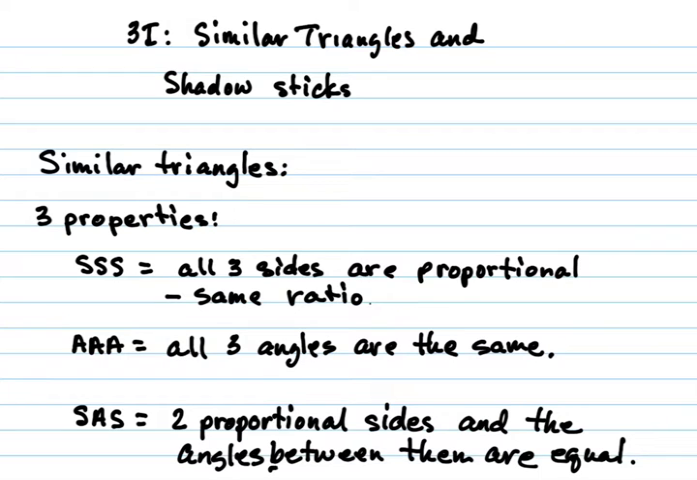Now, it has to be the angle between them. If it's in any other position, then this won't work, right? We don't care about the other angles, but that angle has to be between the 2 sides that you're working with. So sometimes they'll give you 2 sides and another angle, but it won't be the one between them, so you can't use this property if that's the case. Okay? All right. Now, we'll look at some examples of those in just a moment.